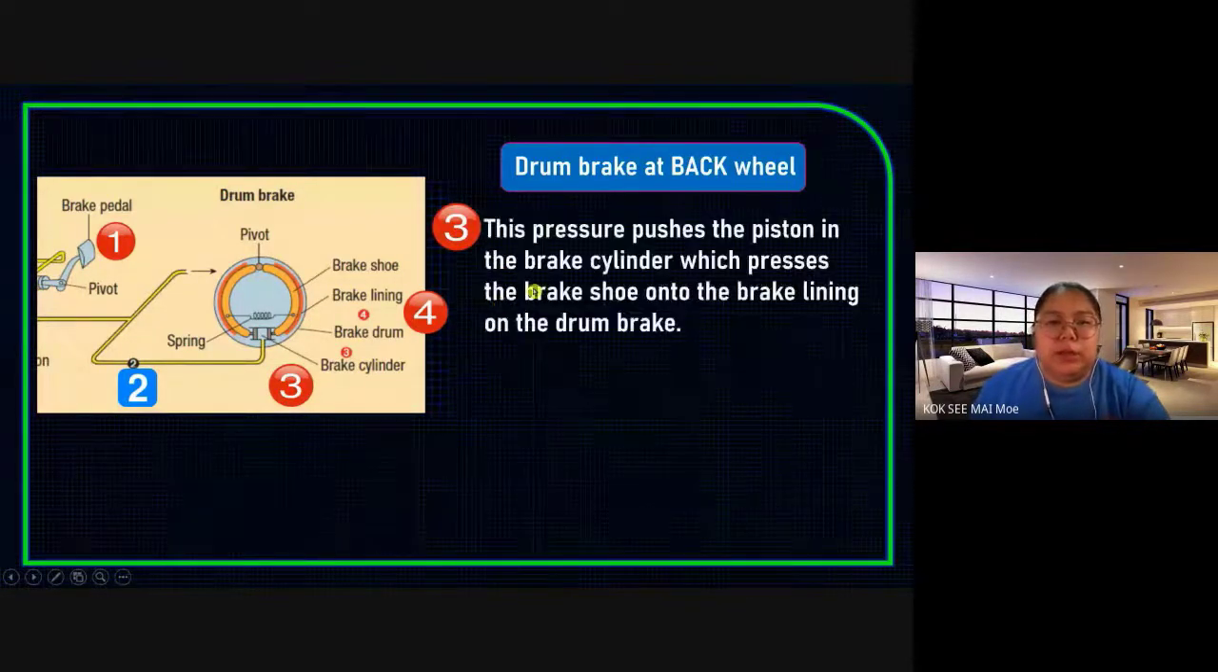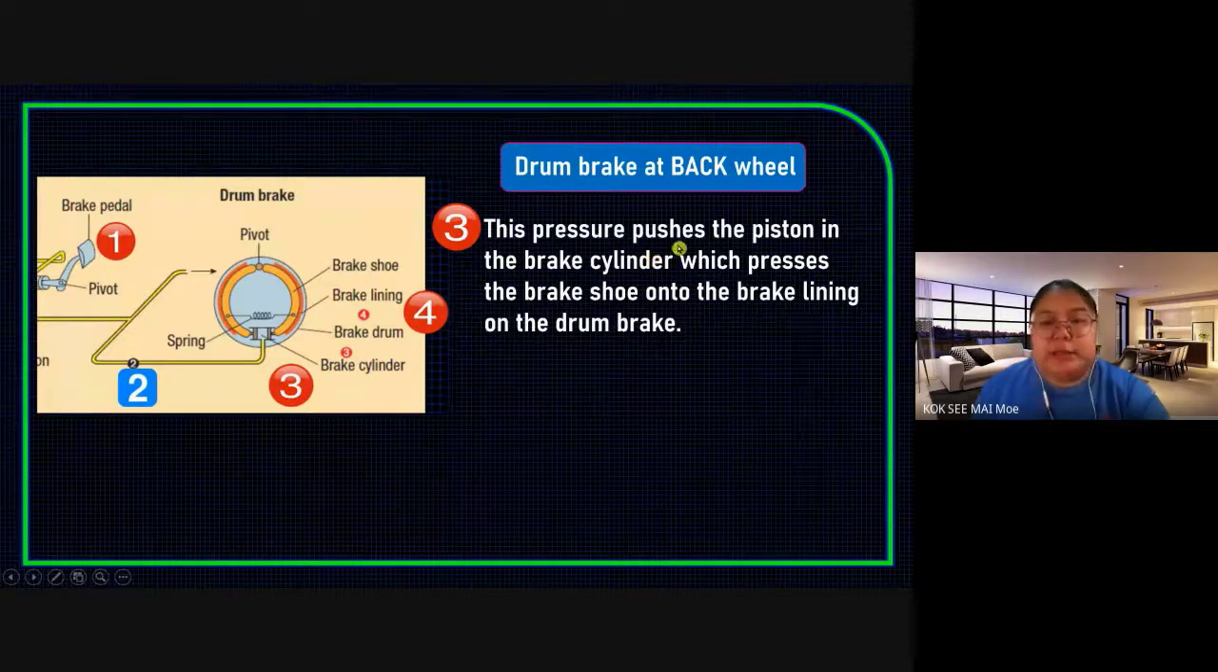Okay, part number 3, this one. The same pressure pushes the piston in the brake cylinder, then presses the brake shoe. This one is a brake shoe. You see this brake is different. It's just like a circle, just like a drum. Just now it was one piston like this. This one is a drum. So you see they have the brake shoe with the brake lining onto the drum brake.